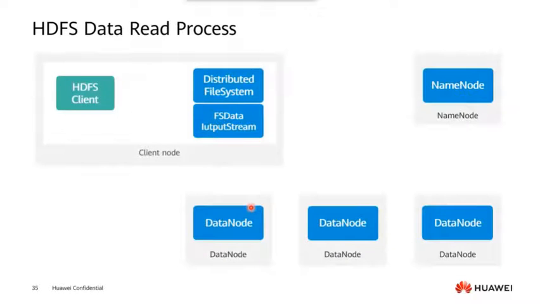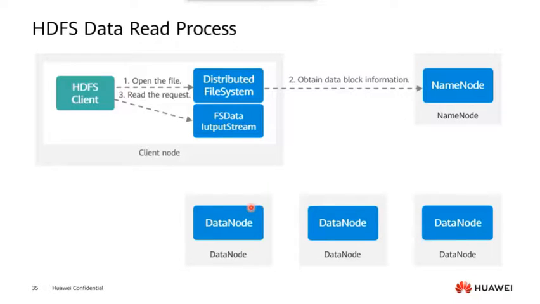And the data read process is very similar. First, the service application invokes the API provided by the HDFS client to open the file. Second, the HDFS client obtains file information such as data blocks and data node location from the name node.